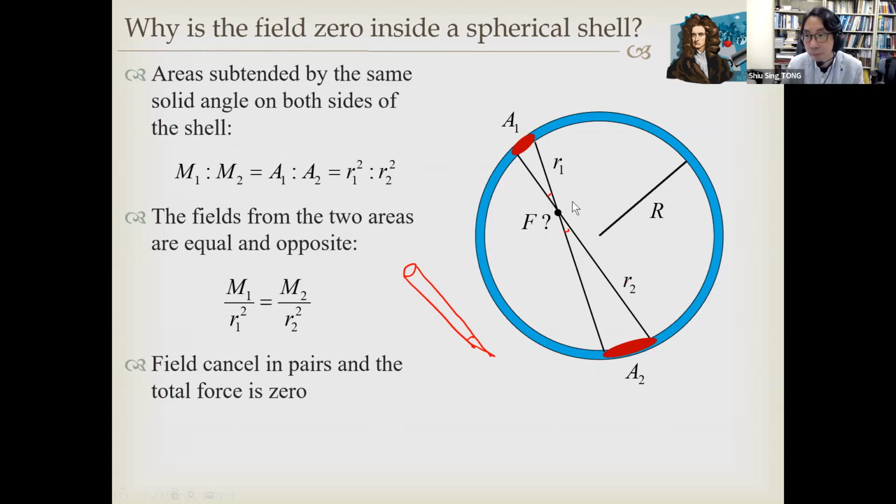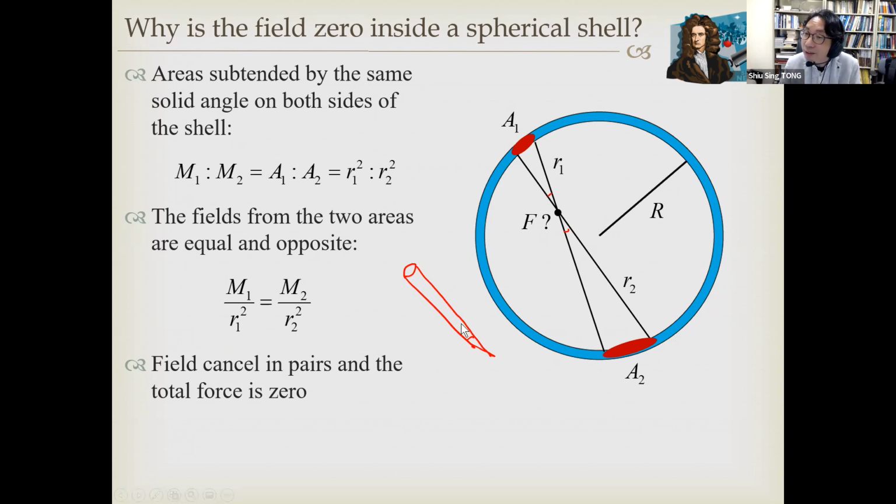Okay, so let me ask a question. How much mass is there on these two areas? The masses on these two areas, M1 and M2, must be proportional to the area itself. So M1 over M2 is just A1 over A2, because the mass is uniformly distributed on a shell, so the mass is simply proportional to area. You have a larger area, then you have a larger mass, right? So it must be proportional to A.